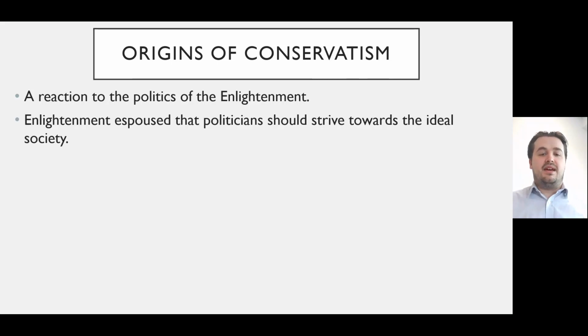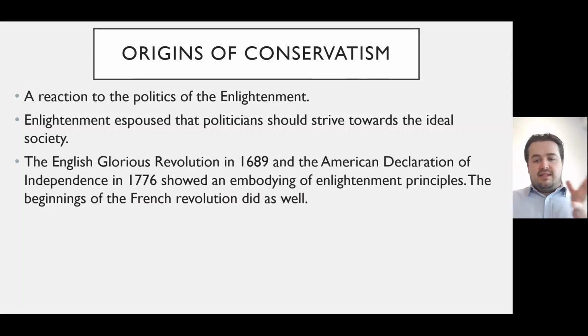was happening in society. So the Enlightenment, as we've just mentioned, espoused that politicians should strive towards the ideal society, and that such an ideal society exists. And this was really showcased in two events. The English Glorious Revolution in 1689, the subsequent Bill of Rights, the establishment of parliamentary sovereignty over the monarch, and the American Declaration of Independence in 1776 showcased these Enlightenment principles that we can reject absolute monarchy, we can reject tradition that has existed for hundreds or thousands of years, and we can move on.